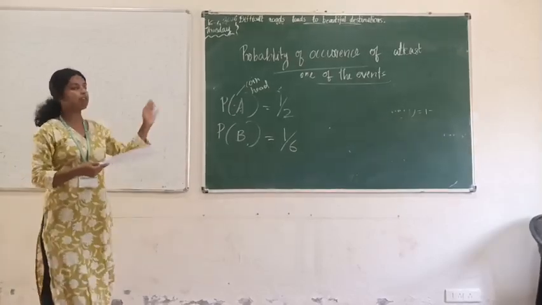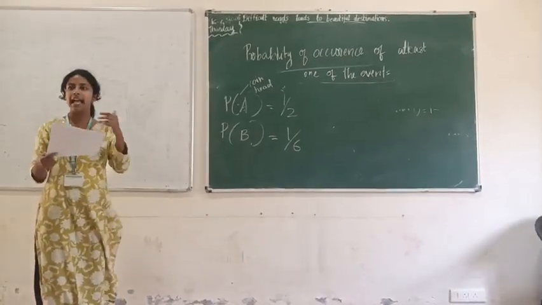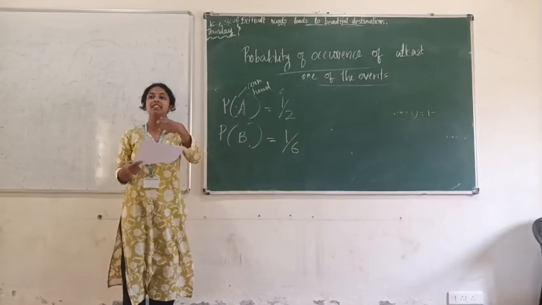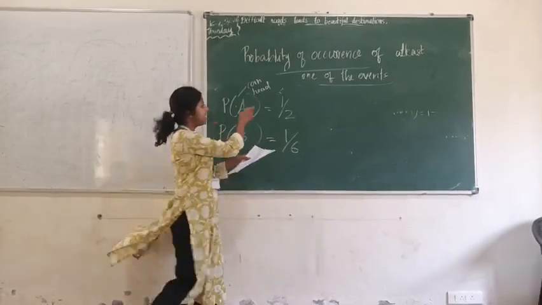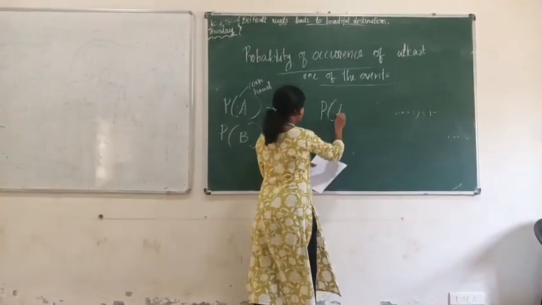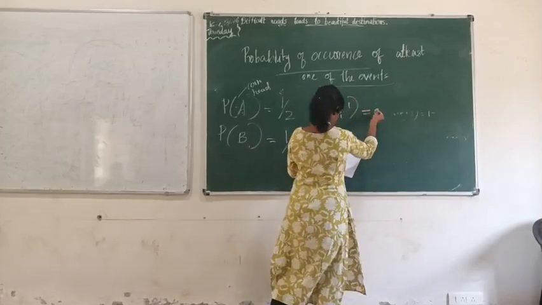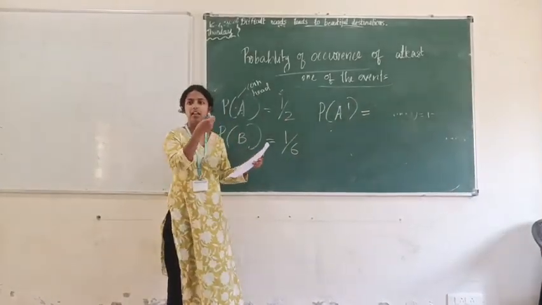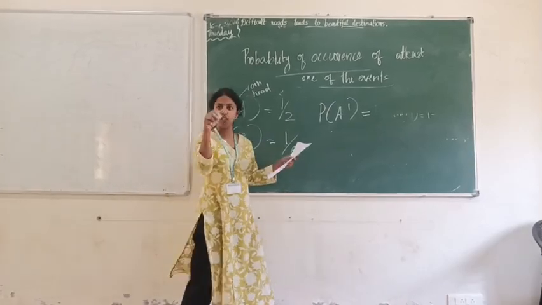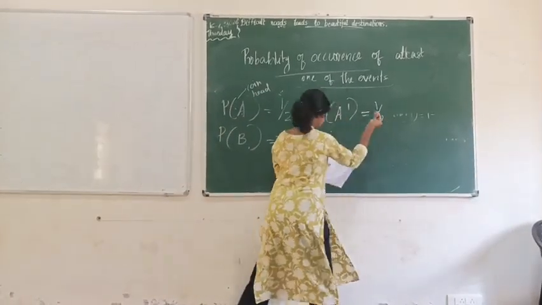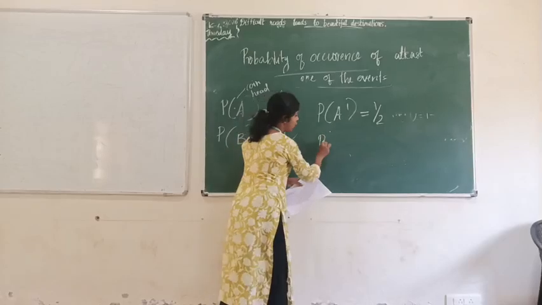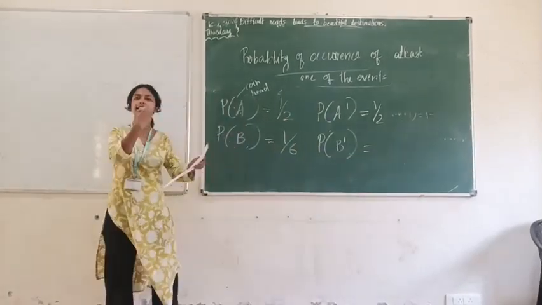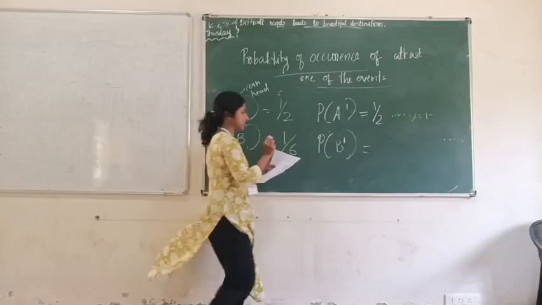So from this we have to find P of A dash and P of B dash, that means the event which is not happening. P of A dash is equal to how much? Not to get a head, that will be 1 by 2. Then in rolling a dice, we are not getting a 6. How much will it be? 5 by 6.